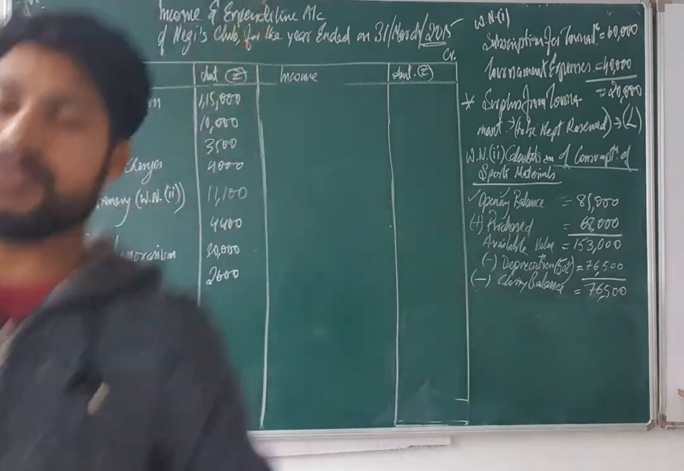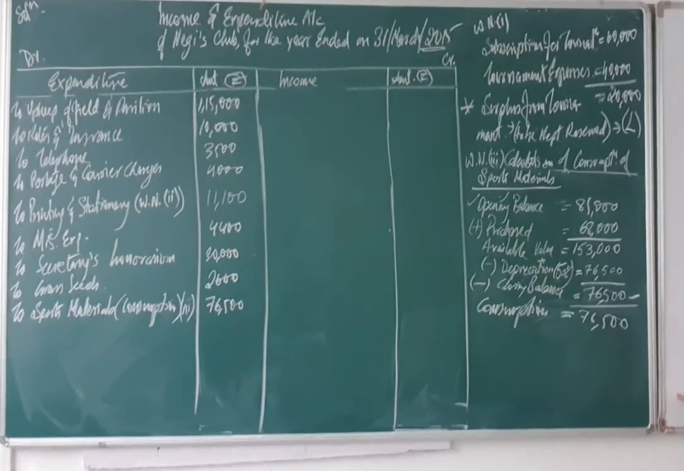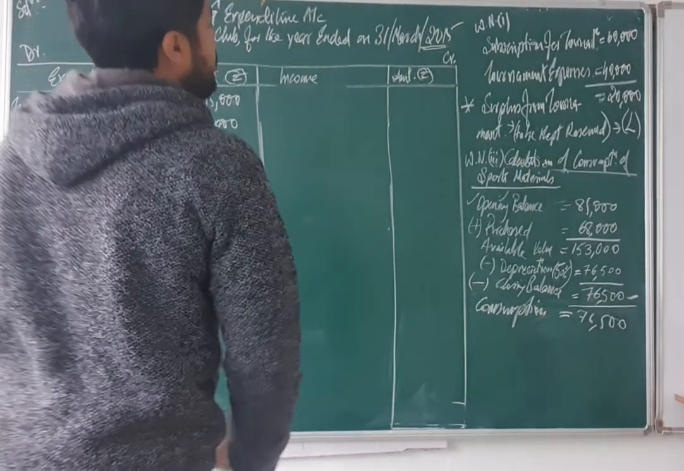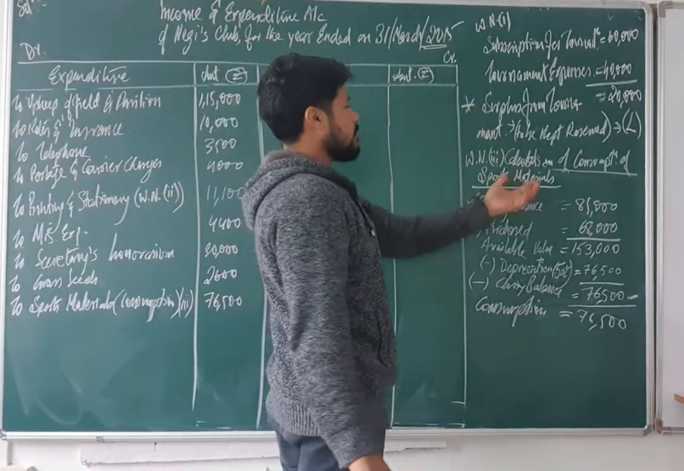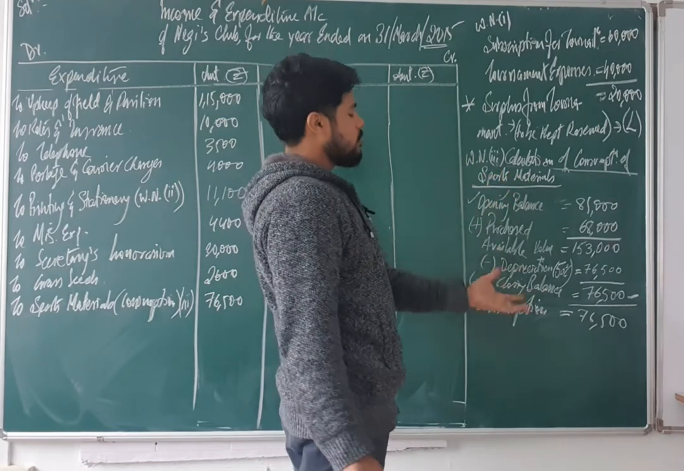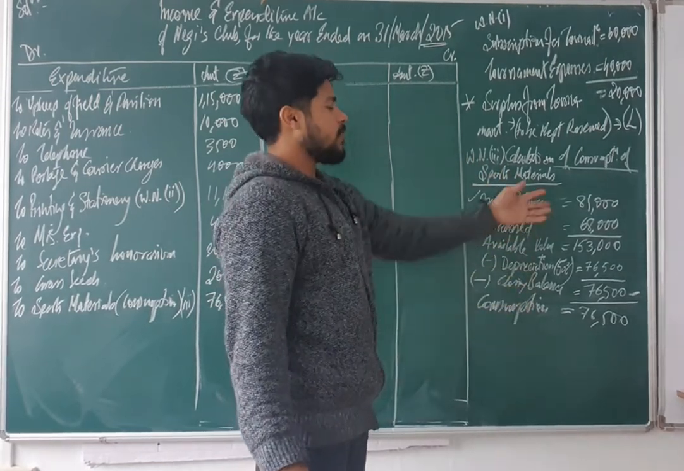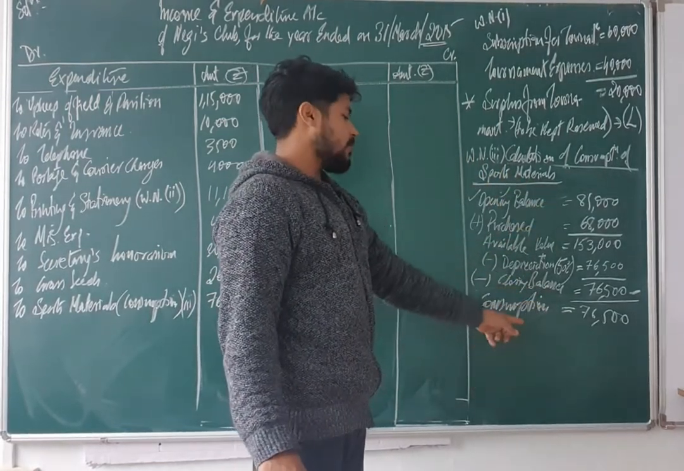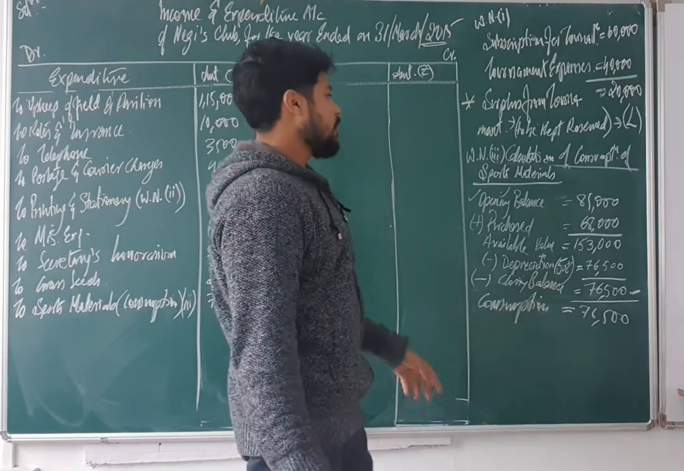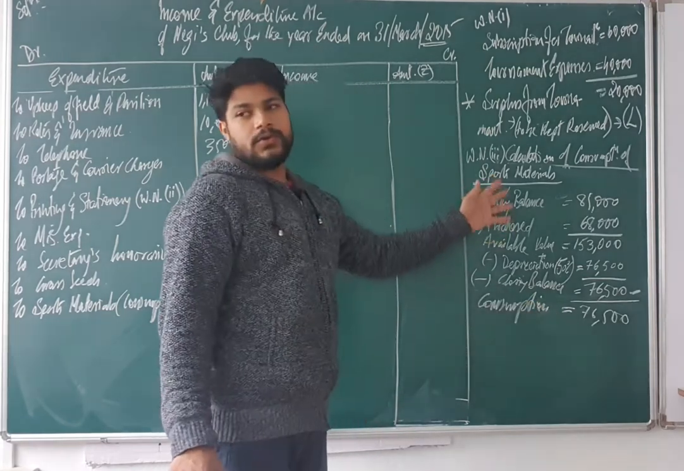Show me the calculator, what they have written here. So hence the similar calculation here for consumption of sports materials. If you take the closing stock value, because of the calculation, you will be seeing consumption also 76,500 only. Okay. So follow this procedure.